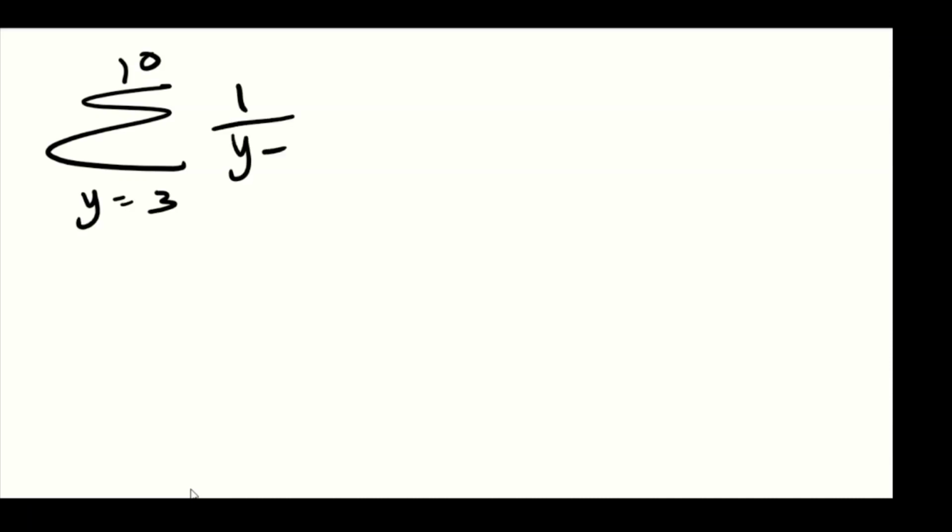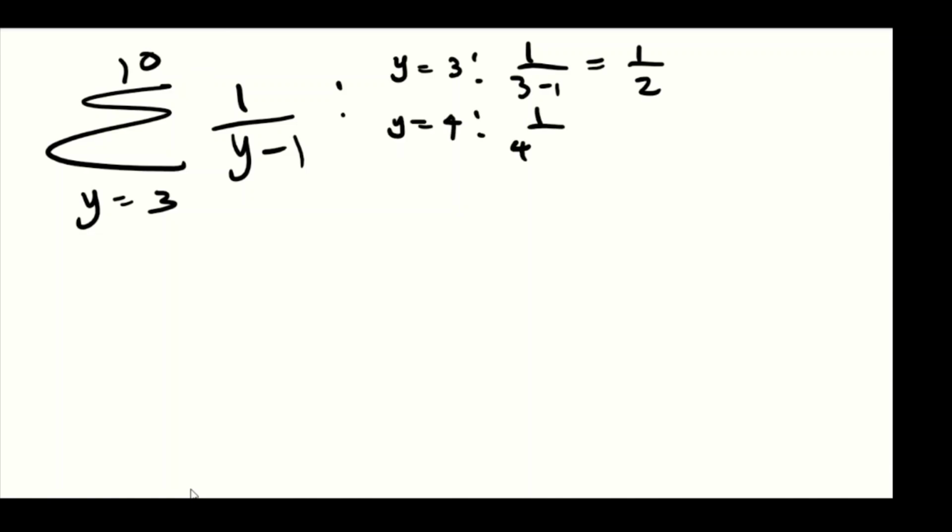So now let's find the terms for the second sum. The second sum also has 10, so y starts at 3 and it's 1 over y minus 1, right? So when y equals 3, we have 1 over 3 minus 1, which is equal to 1 over 2. When y equals 4, we have 1 over 4 minus 1, which is equal to 1 over 3.